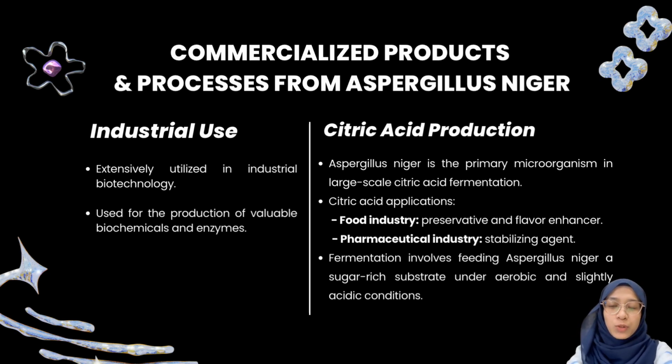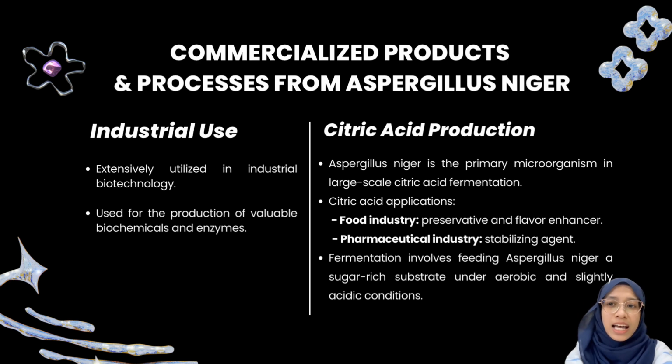So I will continue with the next part, which is commercialized products and processes from Aspergillus niger. Aspergillus niger is extensively utilized in industrial biotechnology for the production of valuable biochemicals and enzymes. One of its most significant contributions is the production of citric acid, where it serves as the primary microorganism in the large-scale fermentation process.